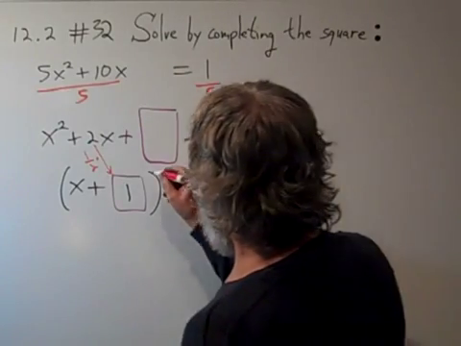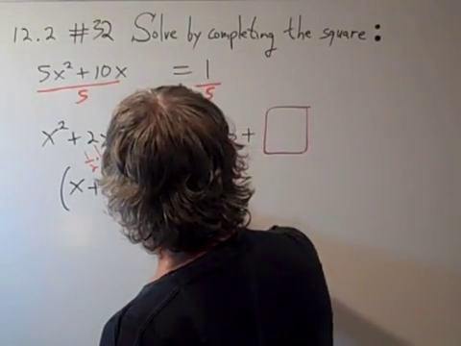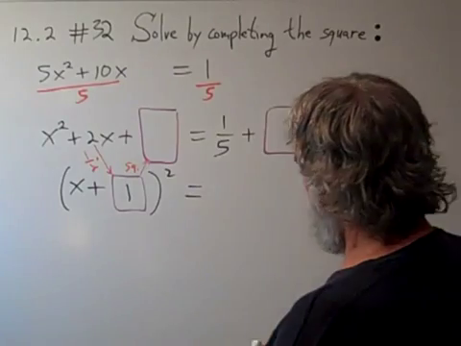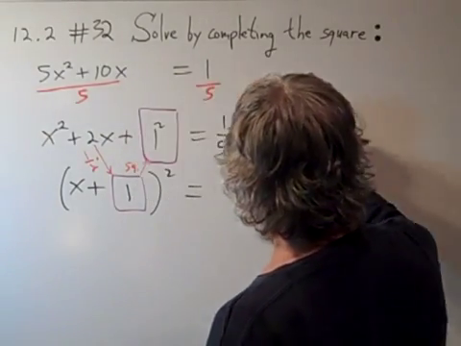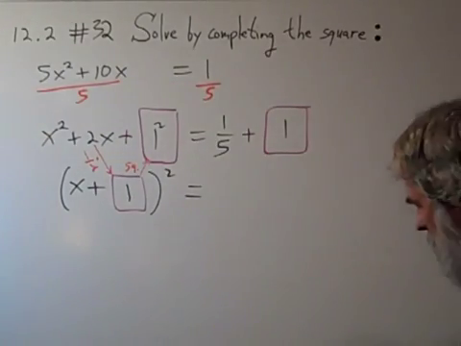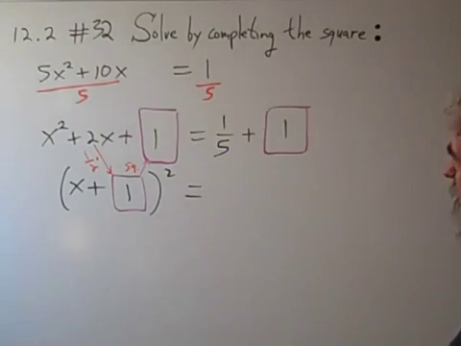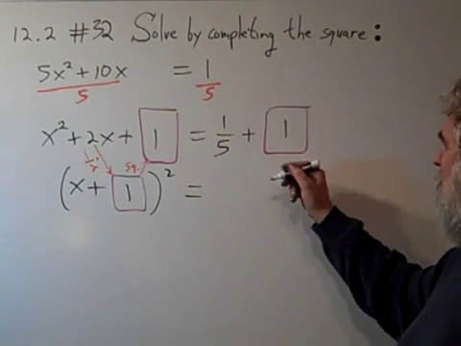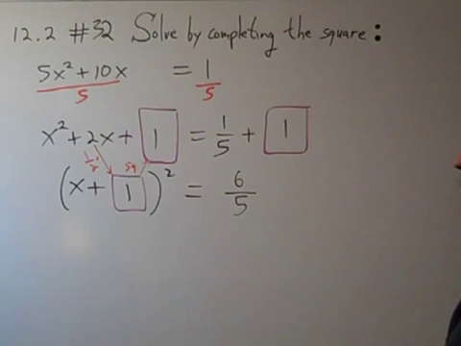And now we have to square that 1. 1 times 1 is 1 squared. So we have to add 1 to both sides, because 1 squared just equals 1. 1/5 plus 5/5 is 6/5 then.